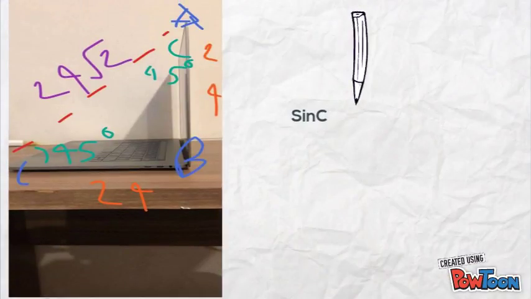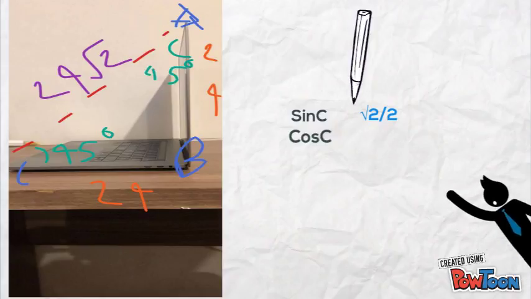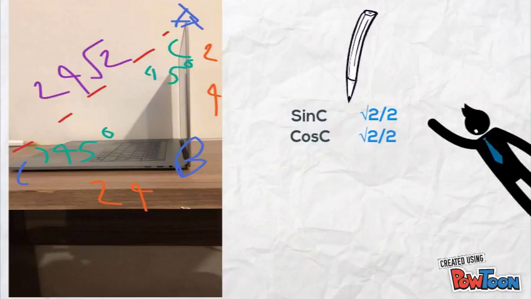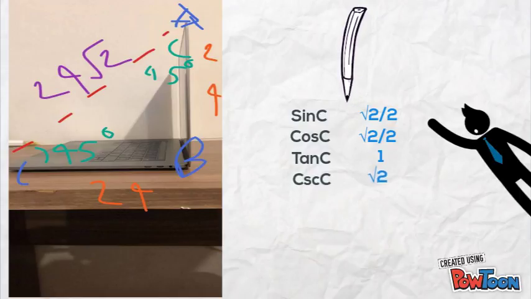The sine of C would be square root of 2 over 2. The cosine of C would be square root of 2 over 2. The tangent of C would be 1. The cosecant of C would be square root of 2. The secant of C would be square root of 2. The cotangent of C would again be 1.